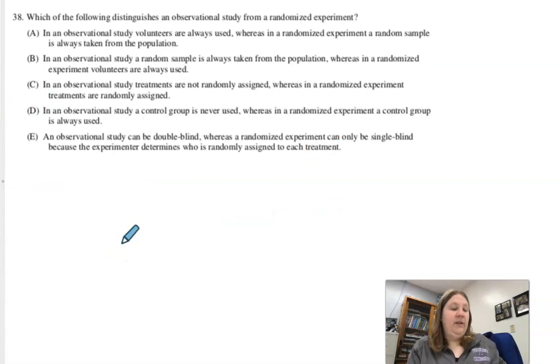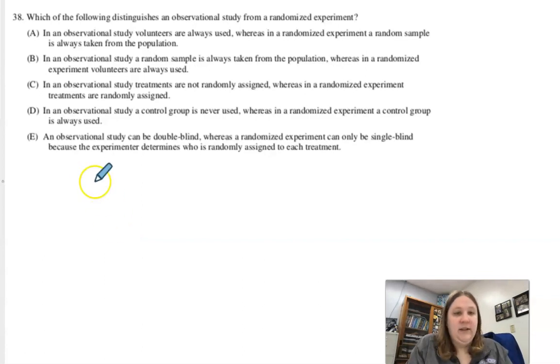Okay, next one, talking about the difference between an observational study and an experiment. The only difference is whether or not treatments are imposed. So we're just looking for the option that tells us something about that. So looking at C, treatments are not randomly assigned, right? You can't actually do anything in an observational study other than what people or objects would already do, or data that has already been taken, something like that.